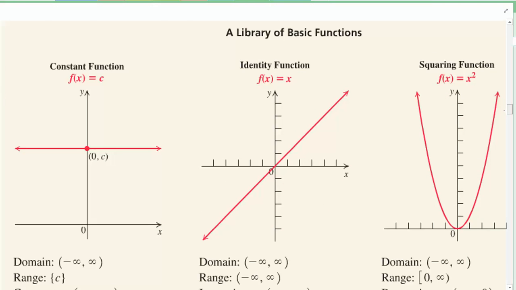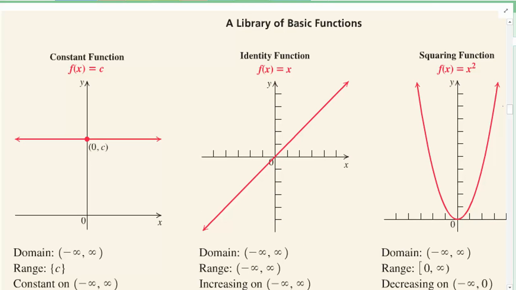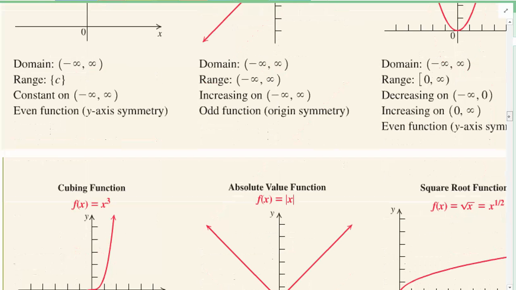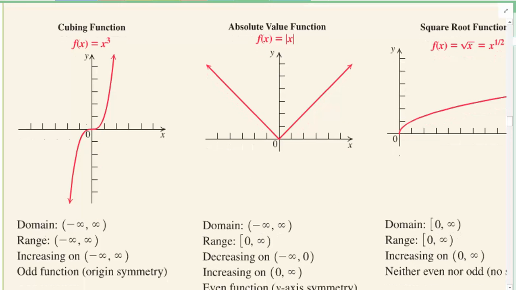Okay, so we're moving on to what we call a library of functions. You should have these in your notes. These are basic functions. We've got the constant function, and you have your domains and ranges under here. The identity function is just the line y equals x. The squaring function, which is f of x equals x squared. We have the cubic function, which is this kind of little S shape. Sometimes it can go up and down. You have the absolute value function, which is the V shape.